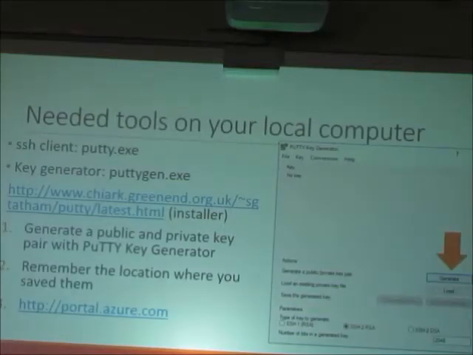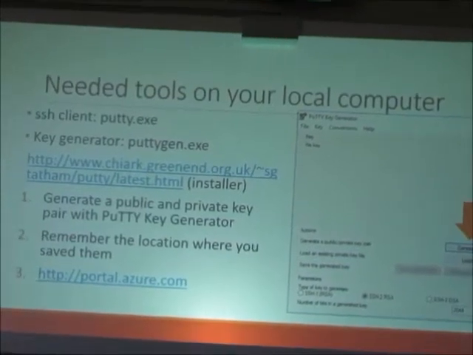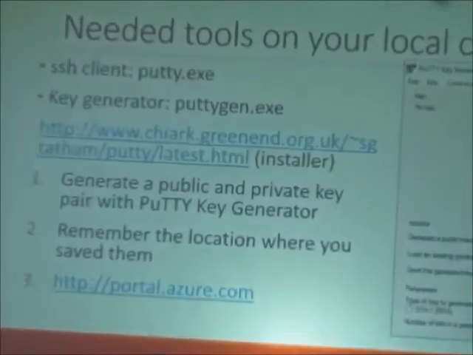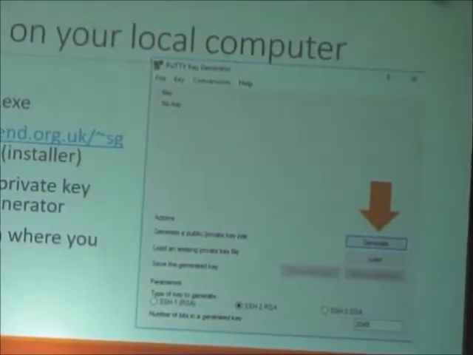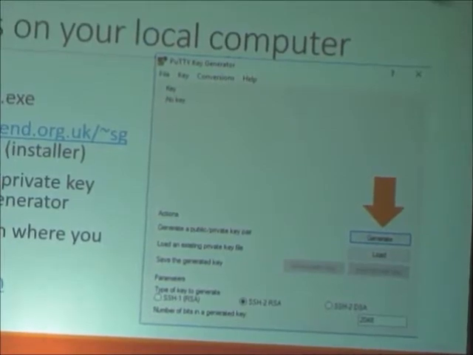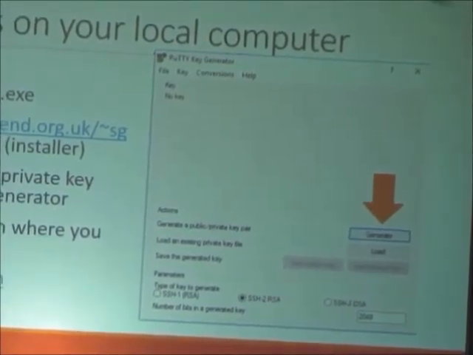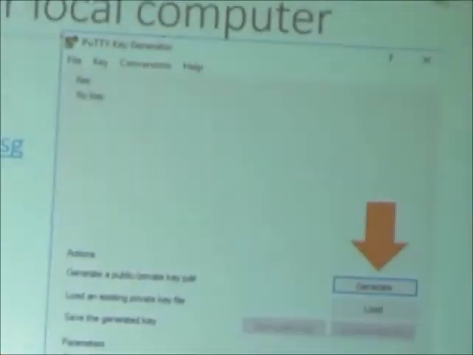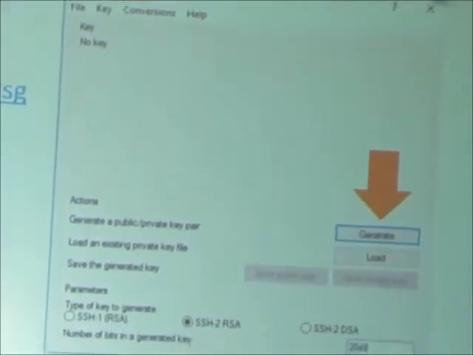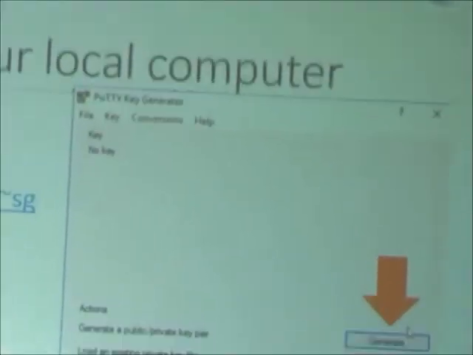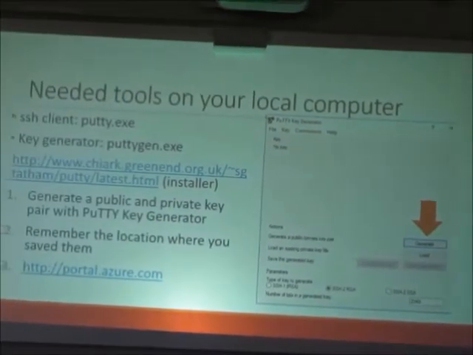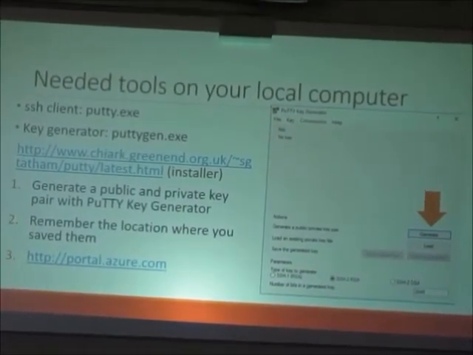Which tools do you need on your local computer? You just need an SSH client and a key generator, for example PuTTYgen. We will use PuTTYgen to generate a public and private key pair. When you open PuTTY Key Generator, you just press generate. You will generate a public and private key pair. You download it and save it on your computer. Make sure that you remember where you saved your key, otherwise later on you need to make a new one, which is a bit annoying.